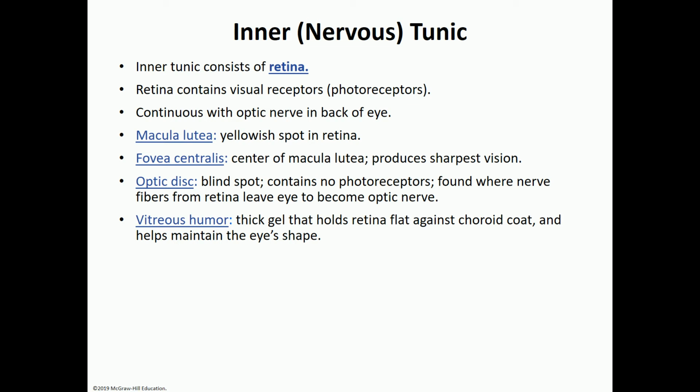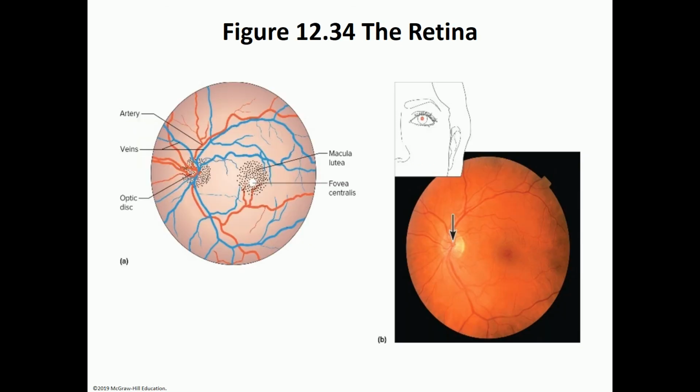Now the inner or the nervous tunic, that's the retina, and it has the visual receptors or the photoreceptors. It has the rods and the cones. It also has two important spots, and those are the macula lutea and the fovea centralis. So I'm going to show you the image here. The macula and the fovea. The fovea is where you want the perfect picture to focus.